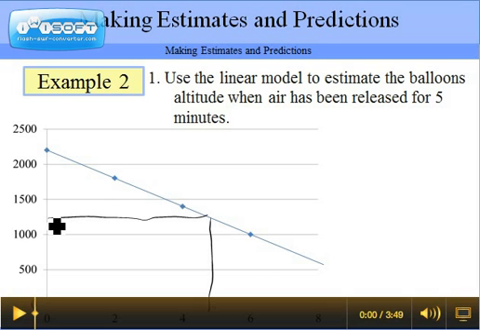So we verify our work by checking that a result is consistent with the values listed in the table. Since the altitude is 1400 feet after 4 minutes and 1000 feet after 6 minutes, it makes sense that the altitude would be between 1000 and 1400 feet when the air has been released for 5 minutes, which checks with our result of 1200 feet.